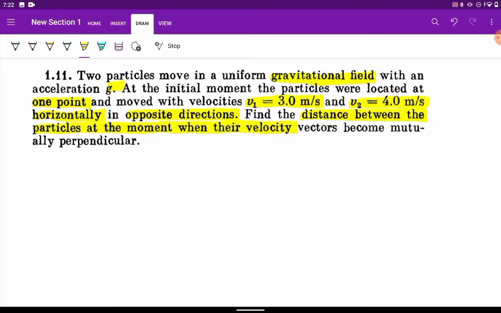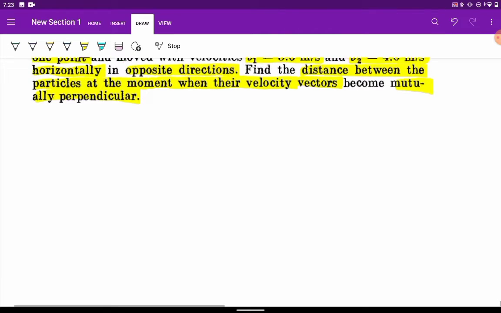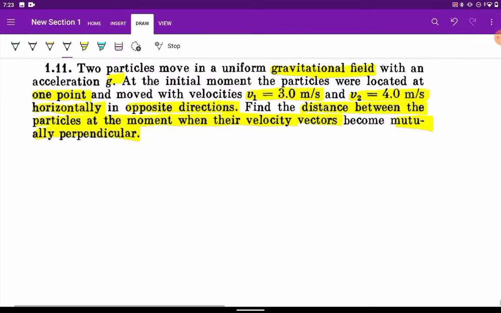So we need to find the distance between the particles at the moment when their velocity vectors became mutually perpendicular. Okay. So first of all, let us find the time at which the particles' velocities became mutually perpendicular, and then we can find the distance later on. So let's draw the problem situation.